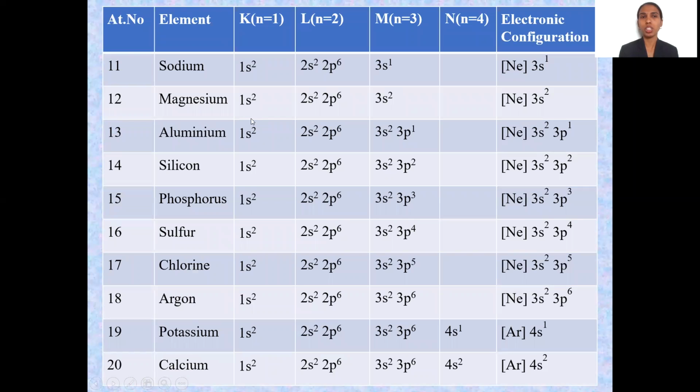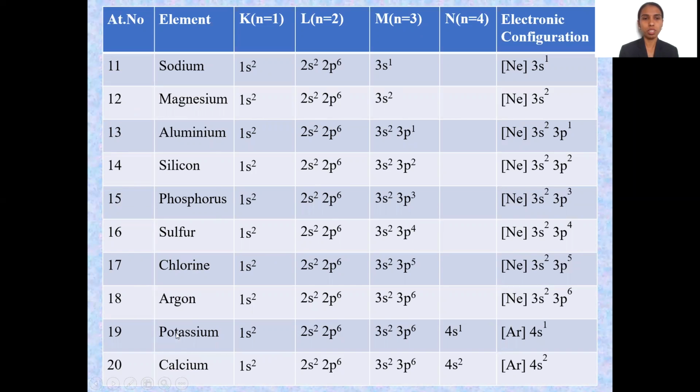After that, see, magnesium, atomic number 12. Its electronic configuration will be 1s2, 2s2, 2p6, and 3s2. So the condensed electronic configuration will be neon 3s2. So accordingly, you can write the electronic configuration of each and every element with the increasing order of the atomic number.